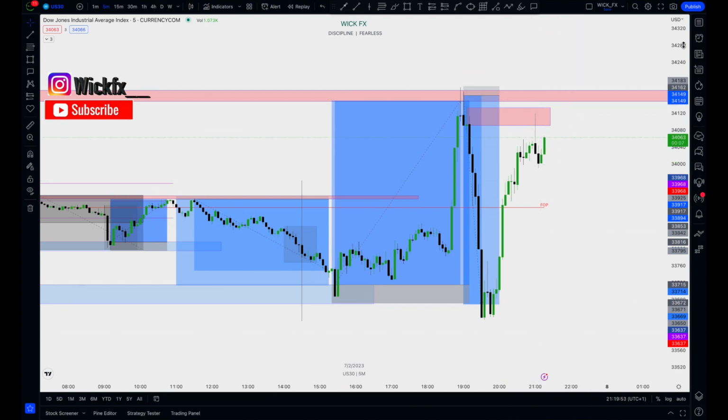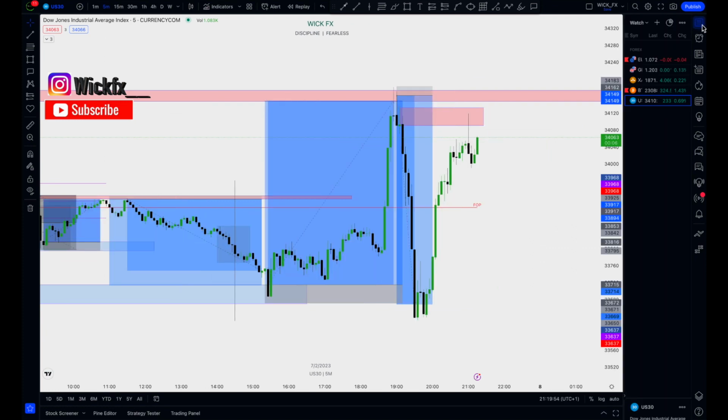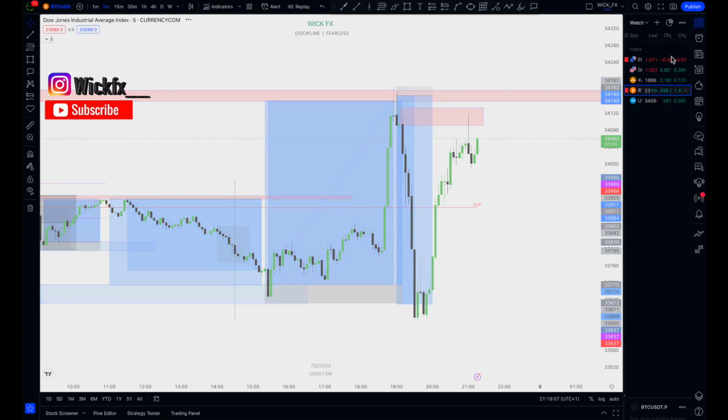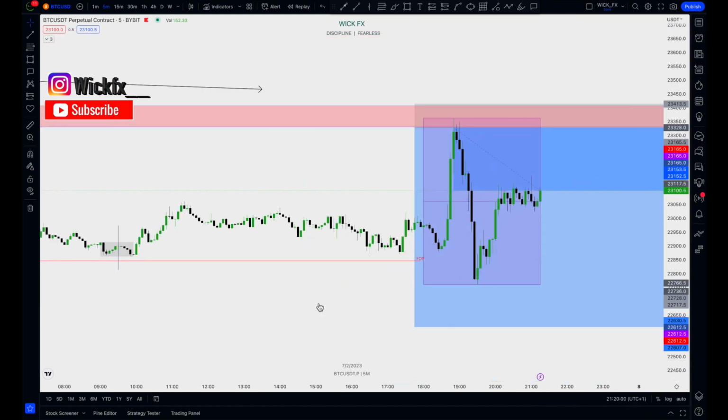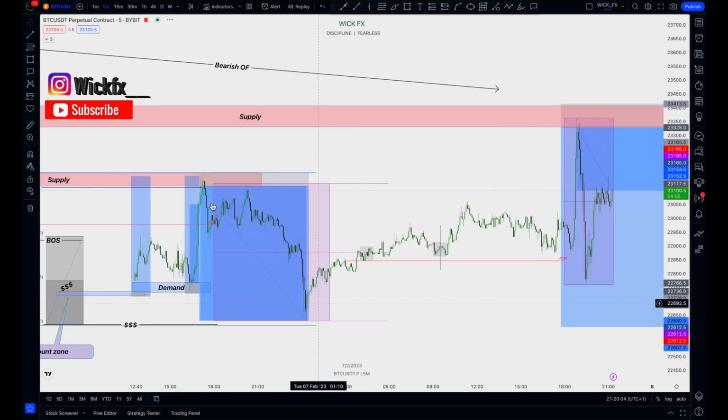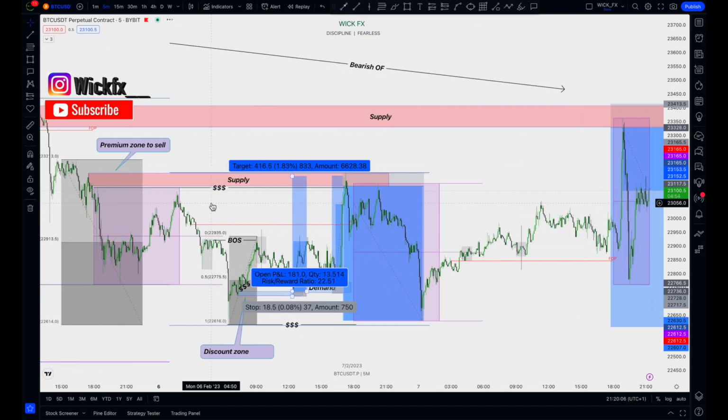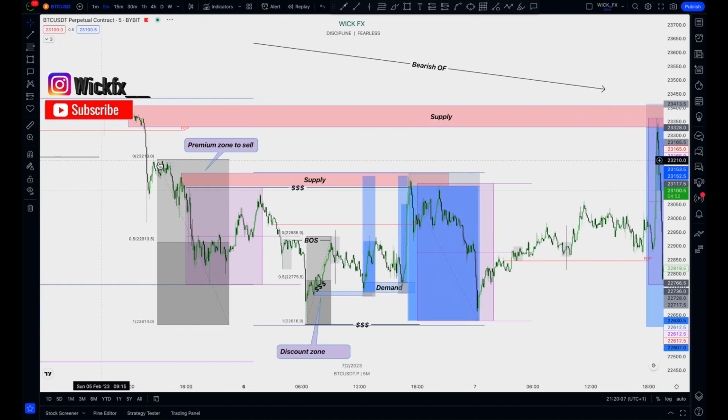So quickly I'll show you how we trade on different pairs with premium and discount, so that you guys don't feel that it works only on US 30. It's nothing like this. If you see over here, I have made this my premium and discount from the full high to the low, and I have this as my big premium zone to look for sells.